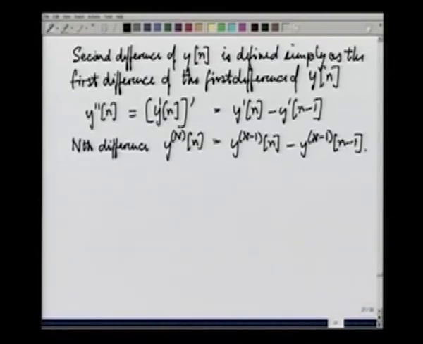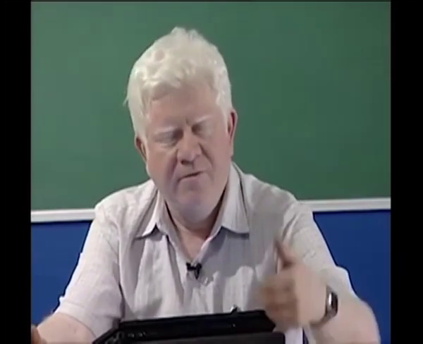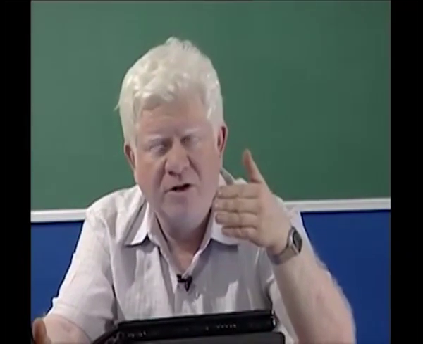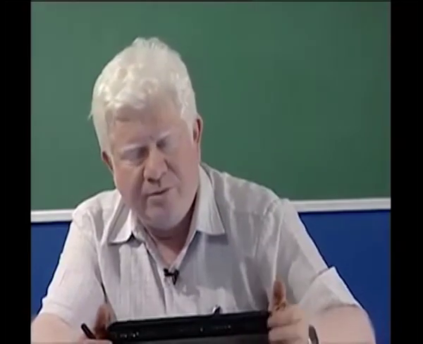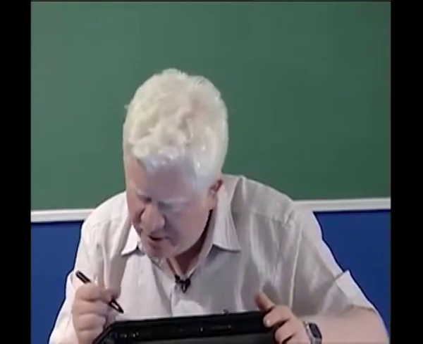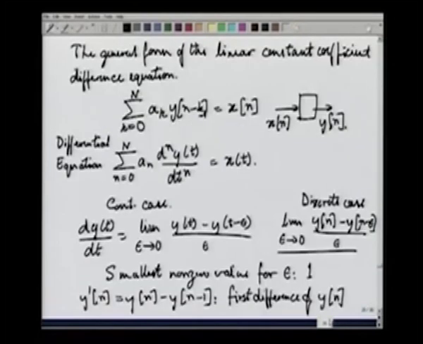So, now it is clear how to get higher differences of any order. We have the first difference, we have the second difference, we have higher differences of all orders, right. So, now let us see how we got that equation for the general form of a system described by a linear constant coefficient difference equation, this one. How did we get this?